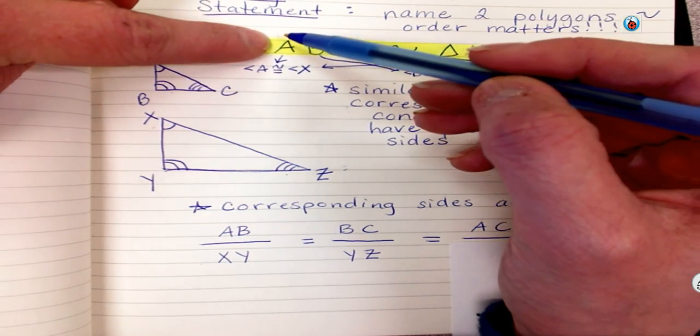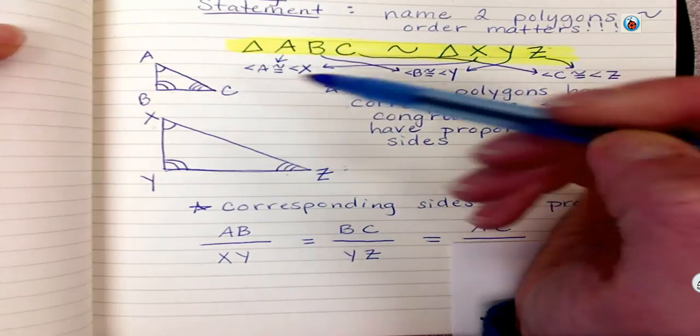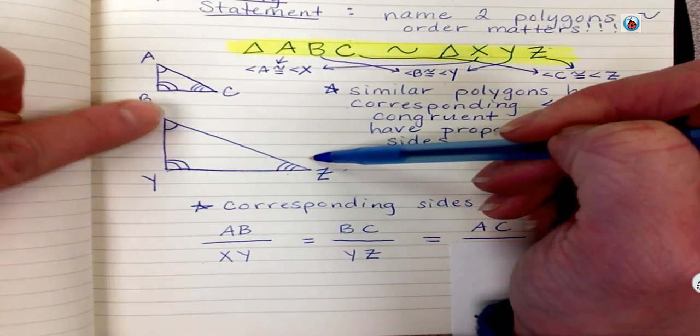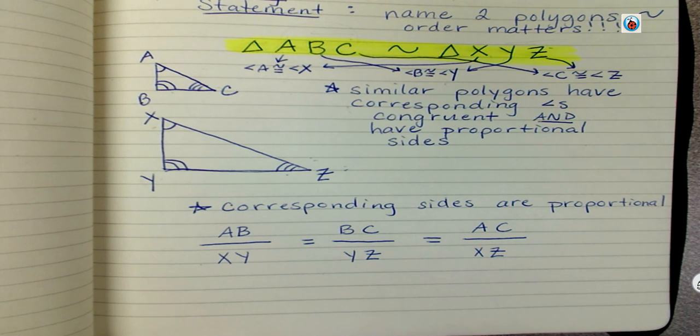Then last we have segment AC. That matches with segment XZ. So AC, single mark to triple mark, XZ, single mark to triple mark. So those are all of our proportional sides.